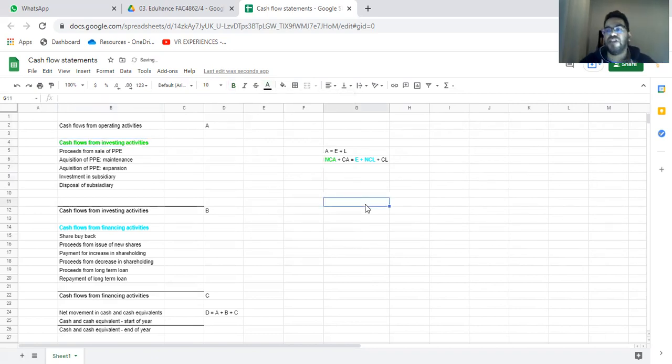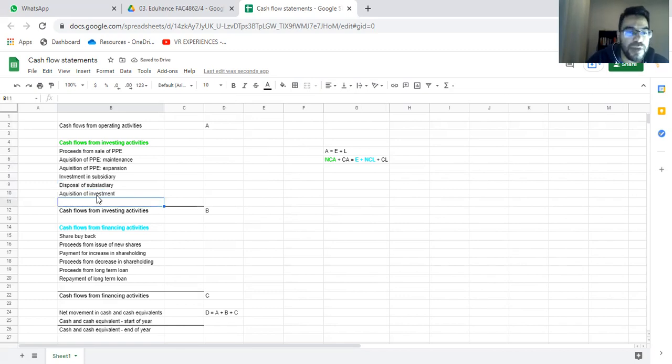Okay, so that is basically your investing activities, which is largely speaking your non-current assets. What you could also have over here is the acquisition of investment. Now remember, when I use the word investment, we're referring to the IFRS 9 investment. If it's a subsidiary or a joint venture or an associate, you call it subsidiary, joint venture, or associate.